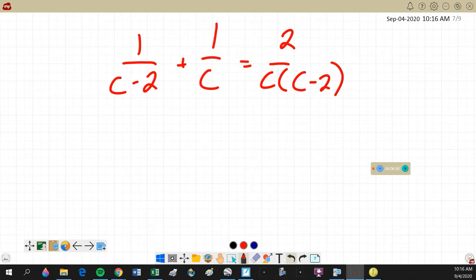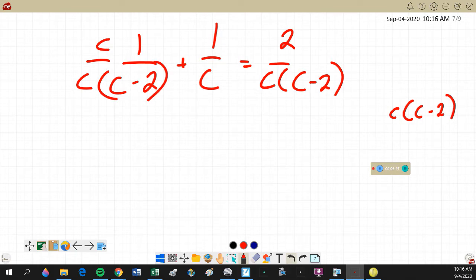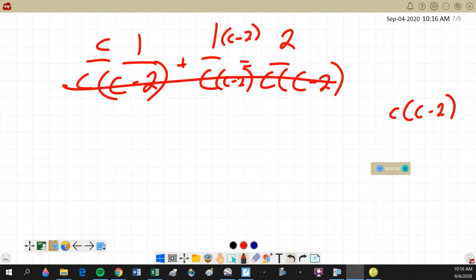What is the common denominator? The common denominator is c times c minus 2. So, what does this first fraction need? It needs a c over c. Does everybody understand that? What does the second one need? A c minus 2 over c minus 2. What does the third one need? Nothing. It has it all. Now, I scratch out the denominators, but I remember c is not allowed to be 2 or 0.